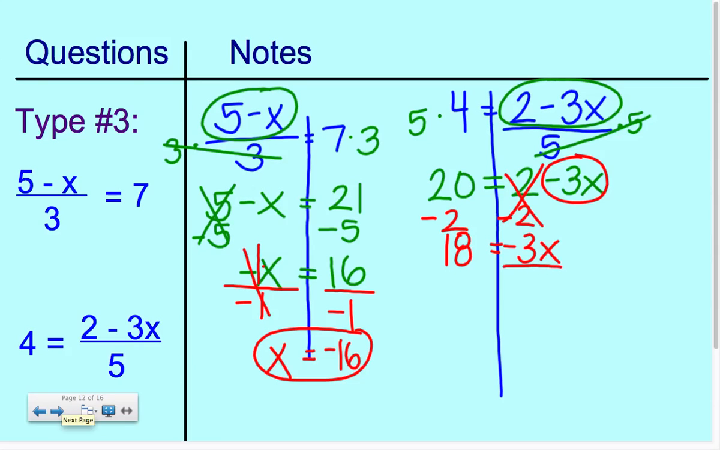Break up your couple by dividing both sides by negative 3. And you're left with x equals 18 divided by negative 3 is negative 6.